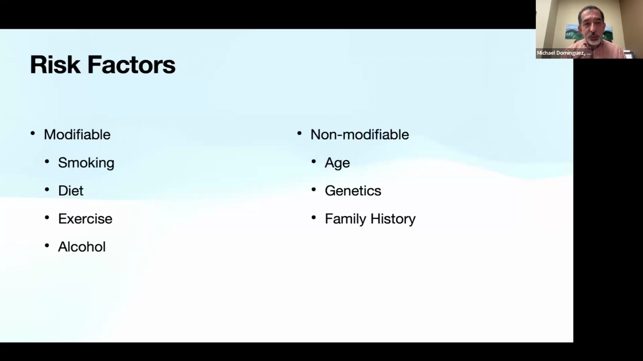Risk factors, I broke them up into modifiable and non-modifiable. Modifiable are things that we can control. Smoking is the biggest. If you smoke, please quit. If you don't, please don't start. Diet, we can control what we eat, how we eat, even when we eat. That plays a big role in preventing heart disease.